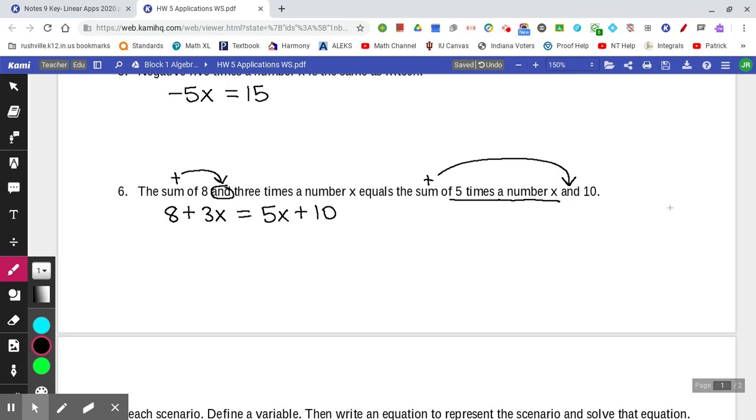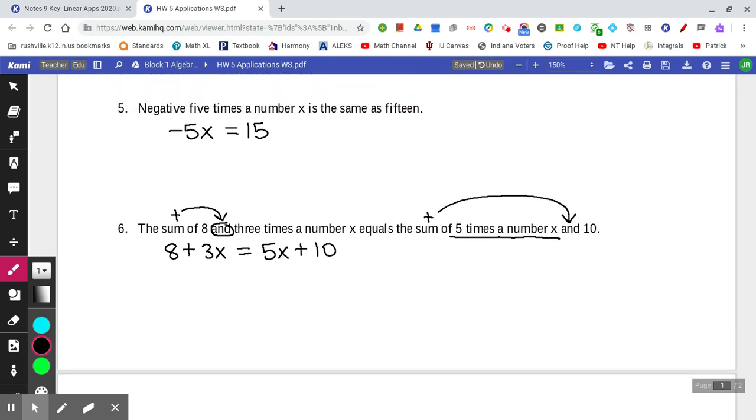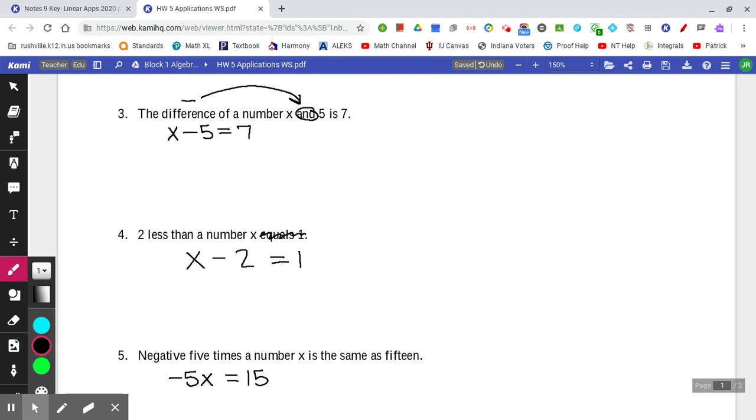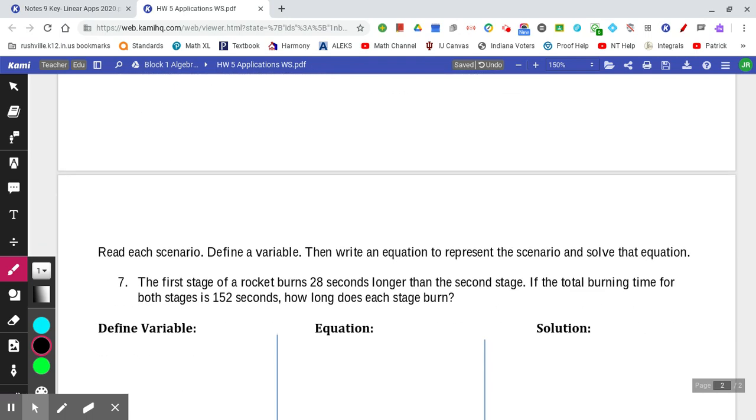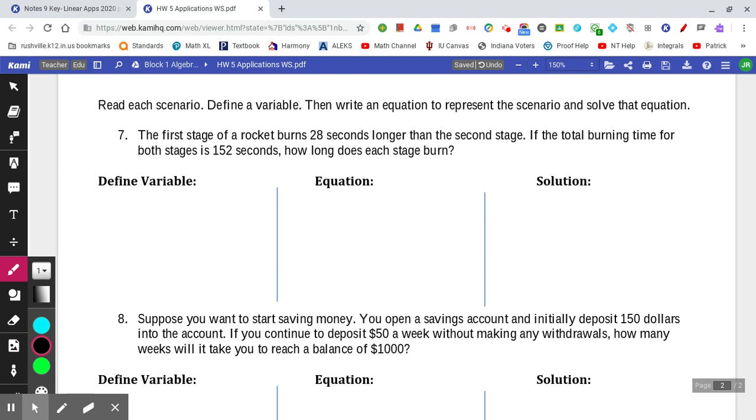So there's your setup for numbers 1 through 6. You're not finished with this worksheet, just setting up. Now make sure that you go back through and solve, and that your answers are correct. The last part of this worksheet, the second page, is about writing equations, setting up equations. So it's not just translating.